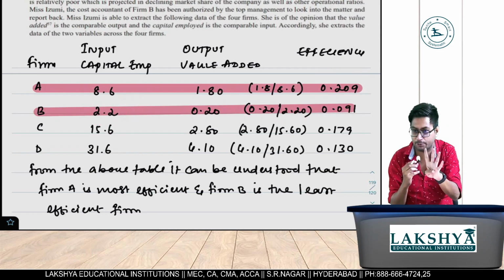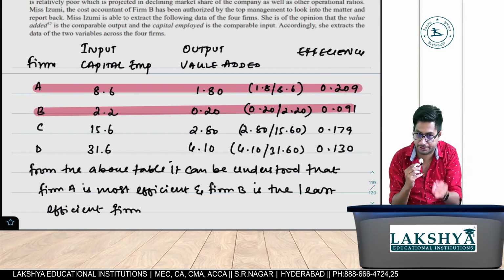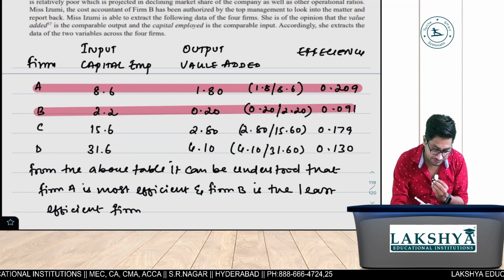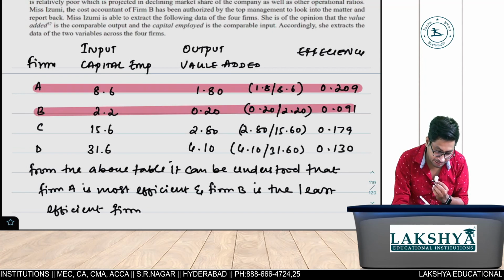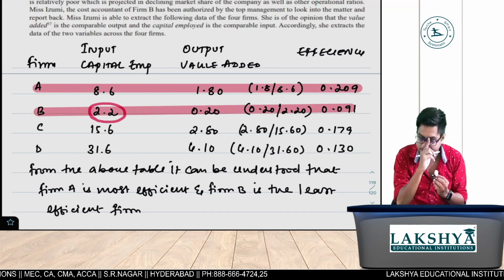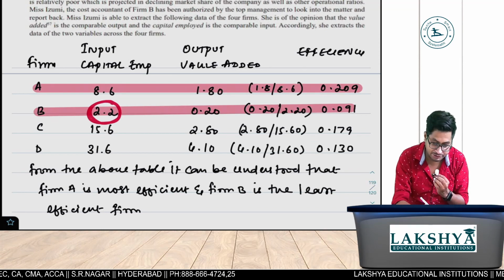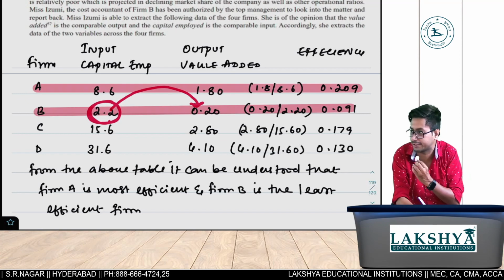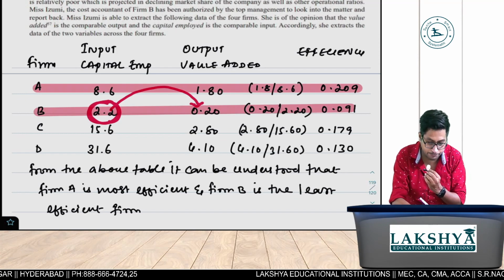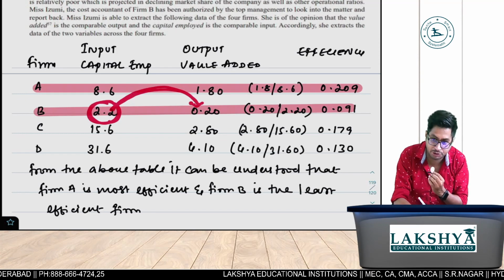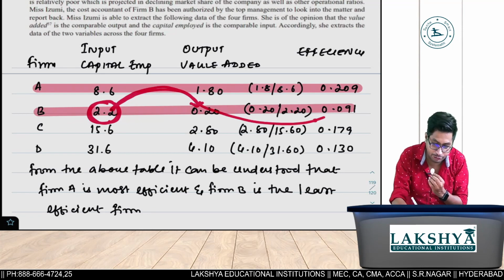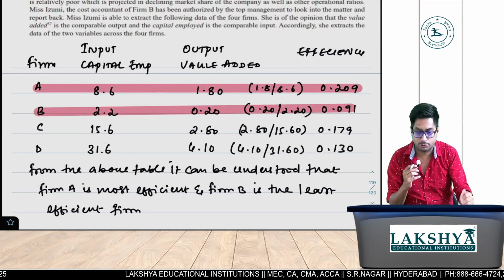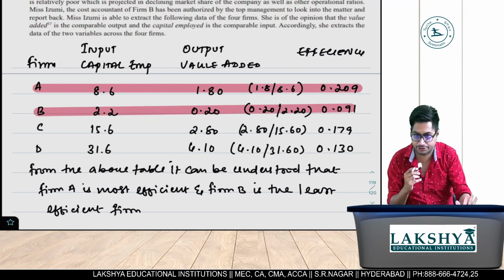Then step number 4, the last step. Miss Izumi will do calculations and tell, clear? Calculations and tell how many units of input... at the same input level, how many extra units of output should I get, in order to be as efficient as firm A. Understood? So in the first step we calculated efficiency.